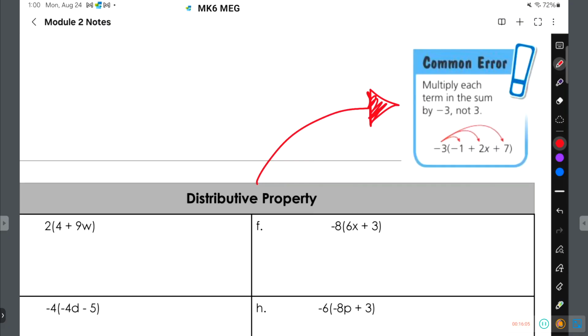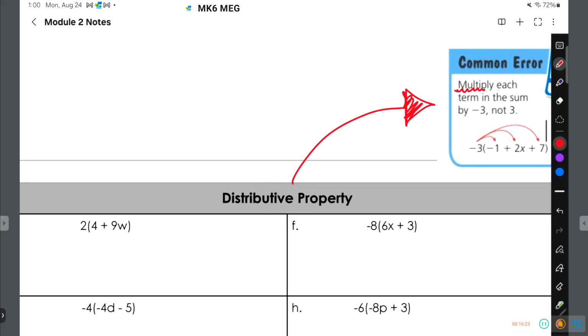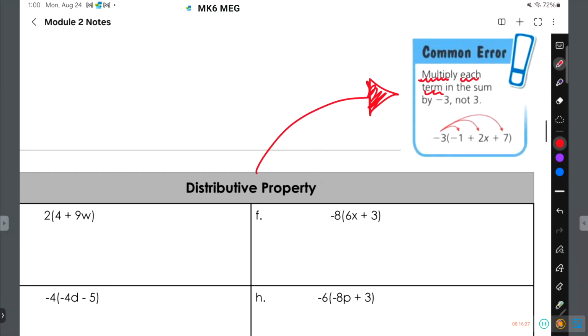Now, what does it mean when a number is touching a parenthesis? What operation is that? Multiplication. So we are multiplying that -3. See right here where it says multiply? That's important to know. We're multiplying each term by what's on the outside.